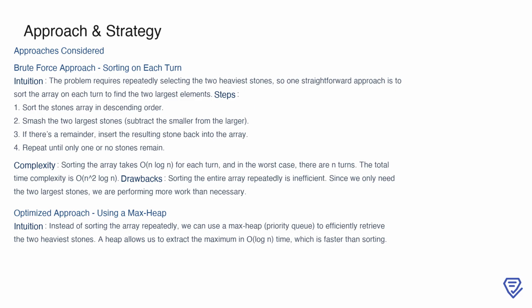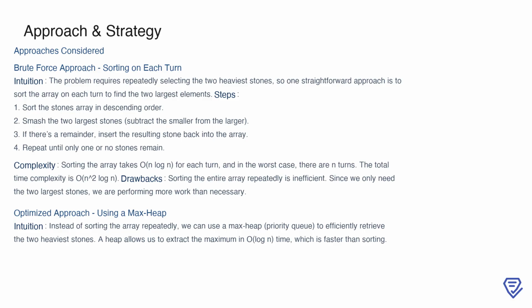To solve this problem, we need to repeatedly identify and smash the two heaviest stones. A brute force approach to achieve this would involve sorting the stones array on every turn. By sorting in descending order, the two largest stones become the first two elements, making them easy to access. Once identified, we smash the two stones by subtracting their weights, and if there's a remaining weight, we insert it back into the array. We continue this process until only one or no stones are left.